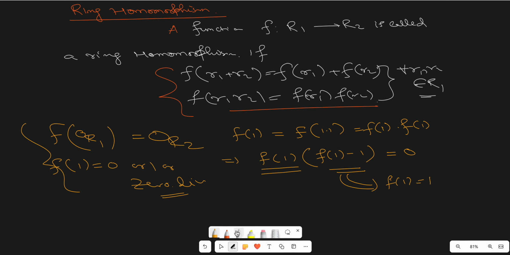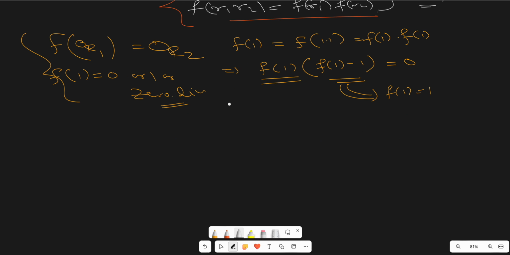Okay, whenever you have a homomorphism, the zero element goes to the additive identity. If your ring contains the unity, this 1 goes to either 0, or 1, or a zero divisor. So whenever you have a homomorphism, you can talk about the kernel and the range space.